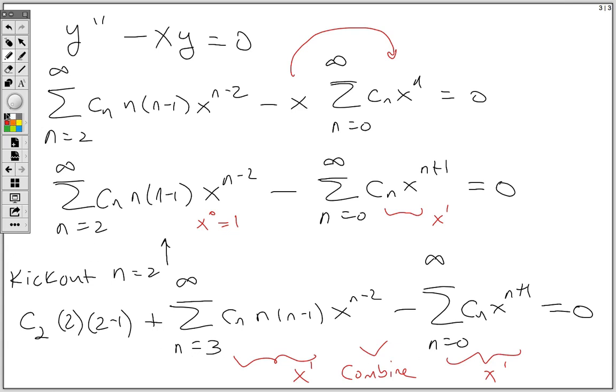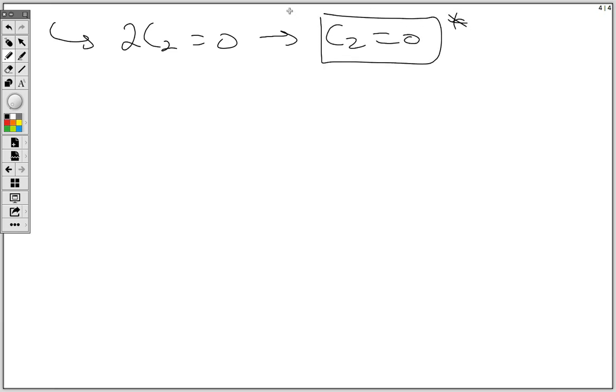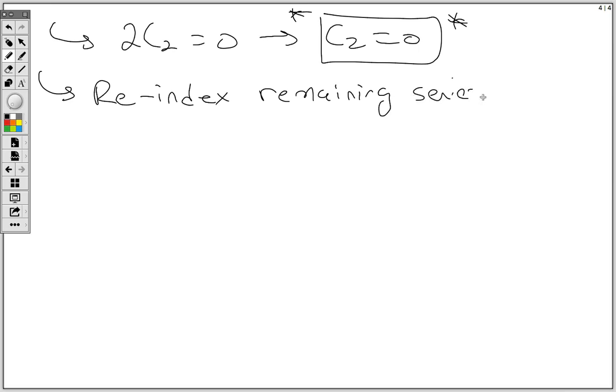All right, so I look at what I have here. I've got this constant plus all these things equals 0. This is the only constant on this side. The only constant on this side is 0. So I get automatically a couple of things. I get 2C2 has to be 0, which means C2 is 0. So that's something I'm going to tuck away for use later. And the second thing I need to do is re-index the remaining series to combine like terms.